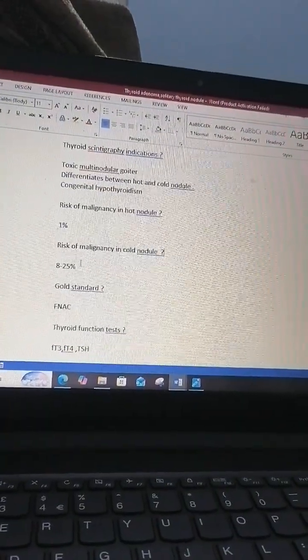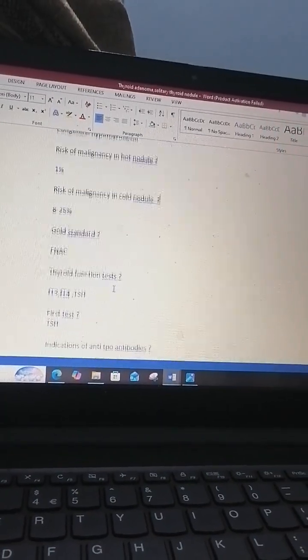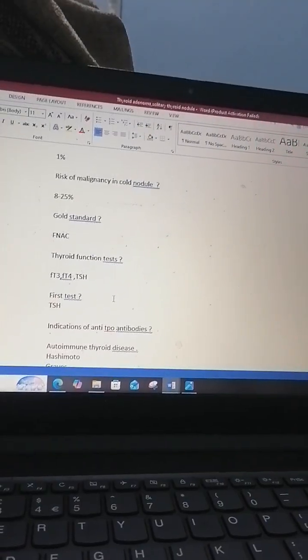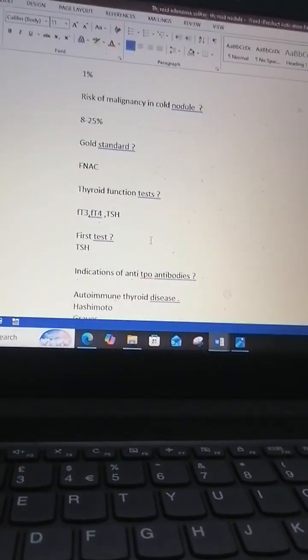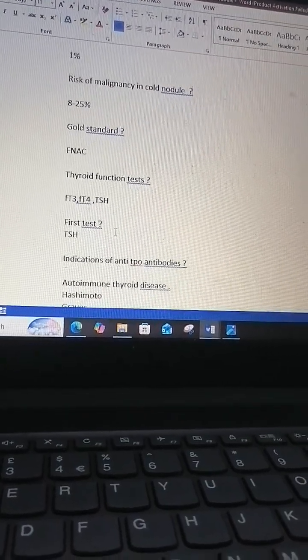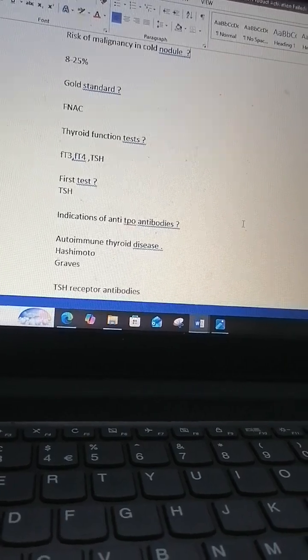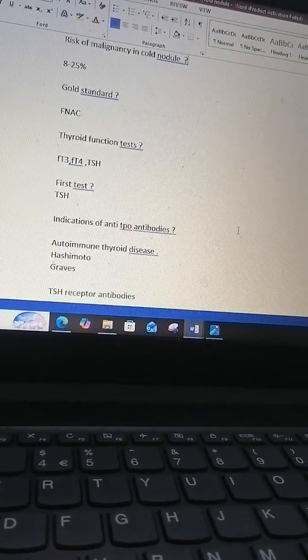Okay, what is the gold standard? The gold standard is still FNAC. And what are the other tests we will advise for the thyroid? These are the thyroid function tests. In thyroid function tests, the tests included are Free T3, Free T4 and TSH. The first test is always TSH in thyroid function tests.